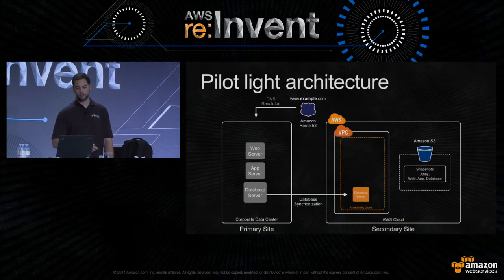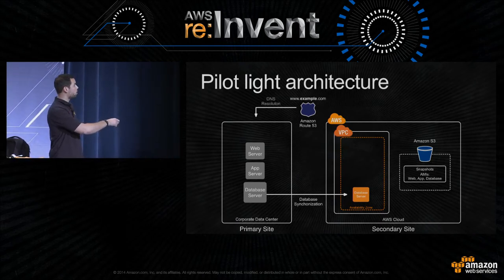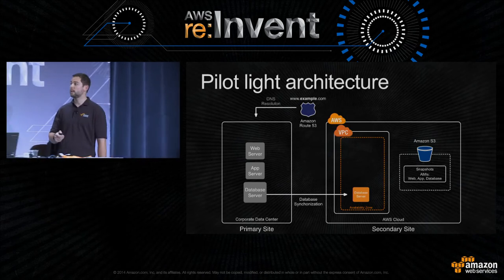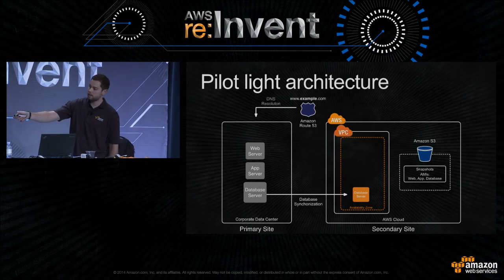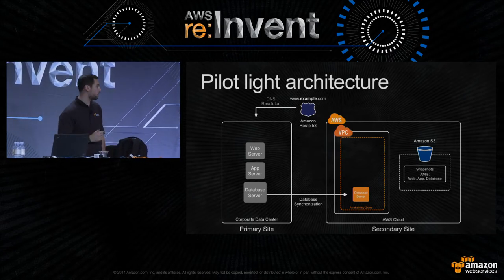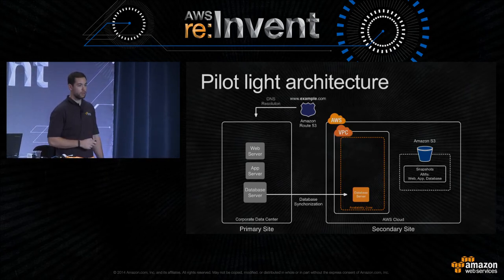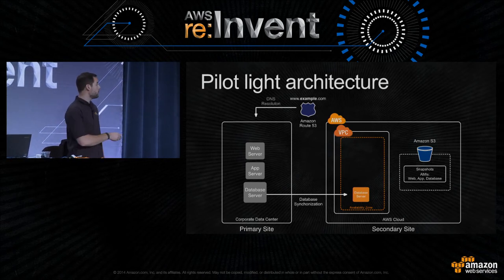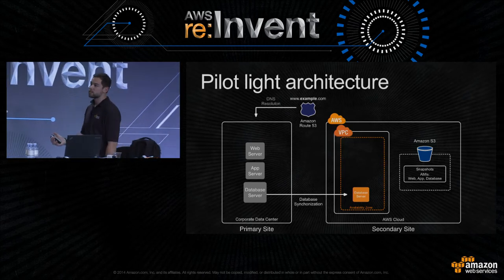Let's have a look at what it looks like. Okay, so we've got our pilot light architecture here. We've got our example.com using Route 53. We're sending all traffic to the primary site. We're also replicating from the database in the primary site to a database within AWS. Now you'll notice here the EC2 image might be a little bit smaller. Sometimes it would be the same size as your deployment on-premise. But basically, you're copying all of the data from the database and replicating it into AWS, so your important data is already there.